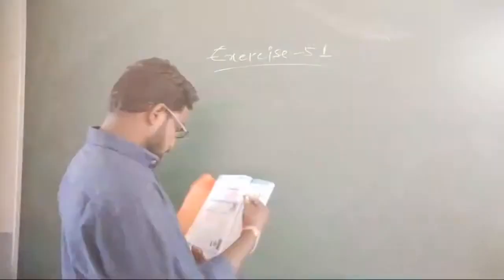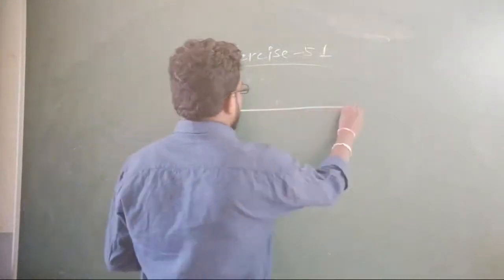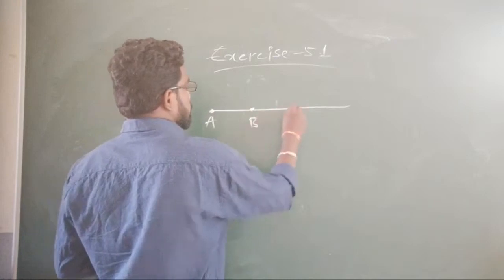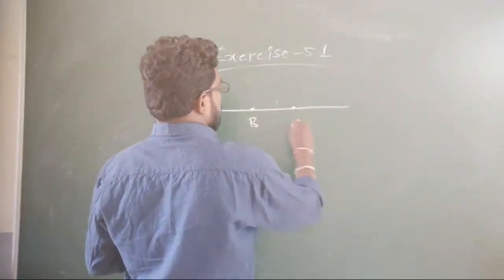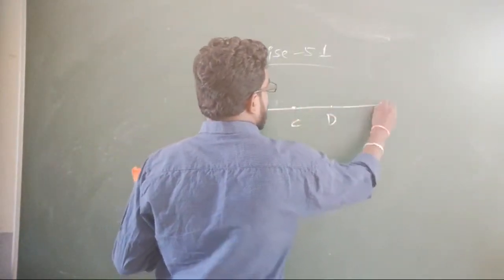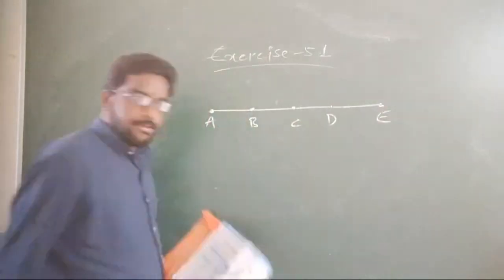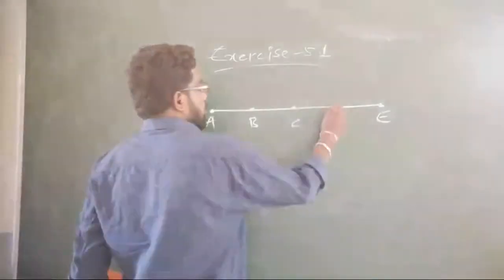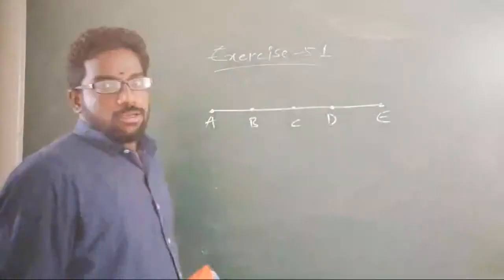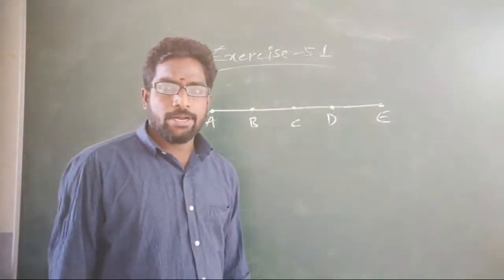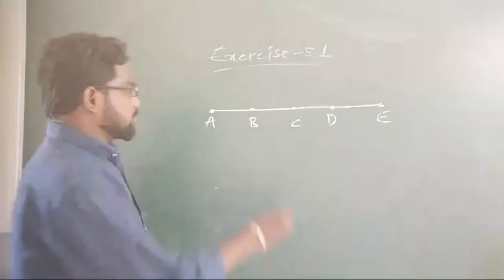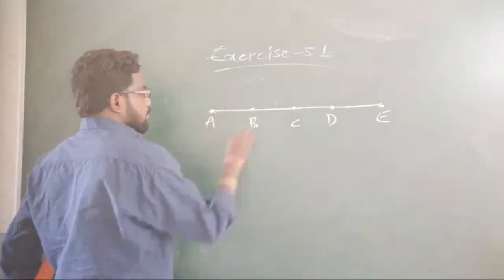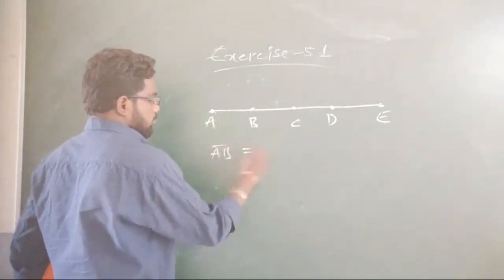Now see, this is the figure as given: A, B, C, D, E. If you look at this, we have so many line segments. I told you, any line, if it has two endpoints, that will be called a line segment. See, if you look at this, this line has two endpoints, A and B. So AB is a line segment.